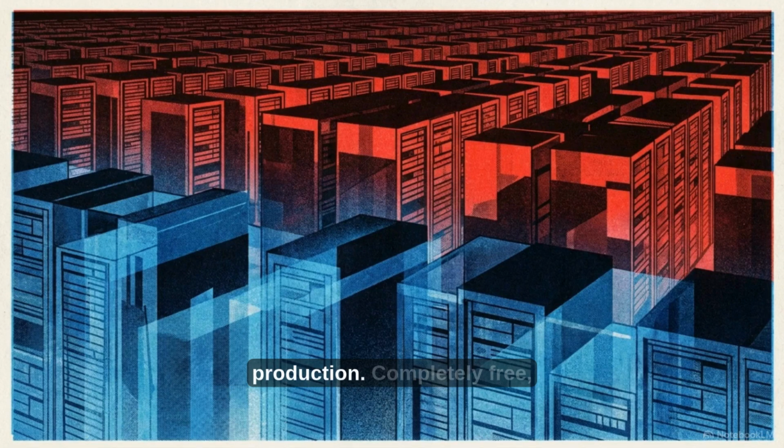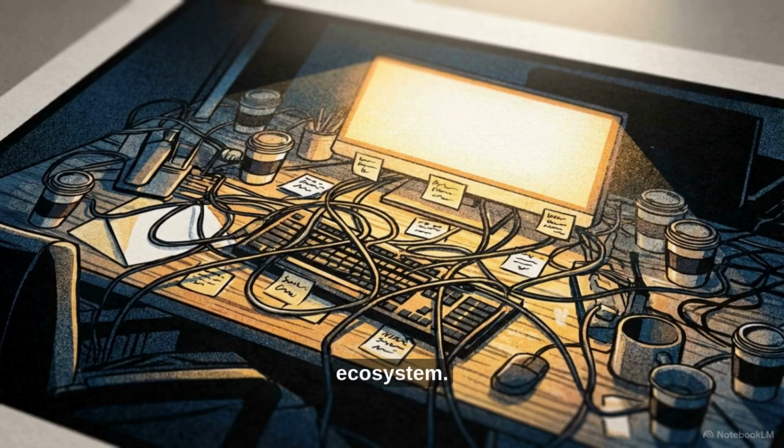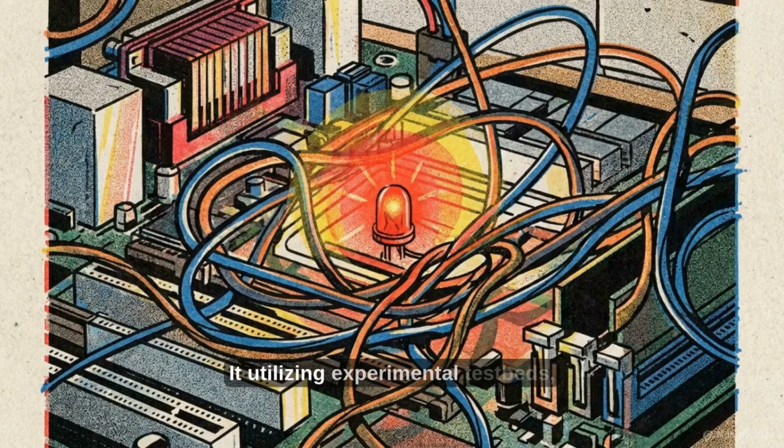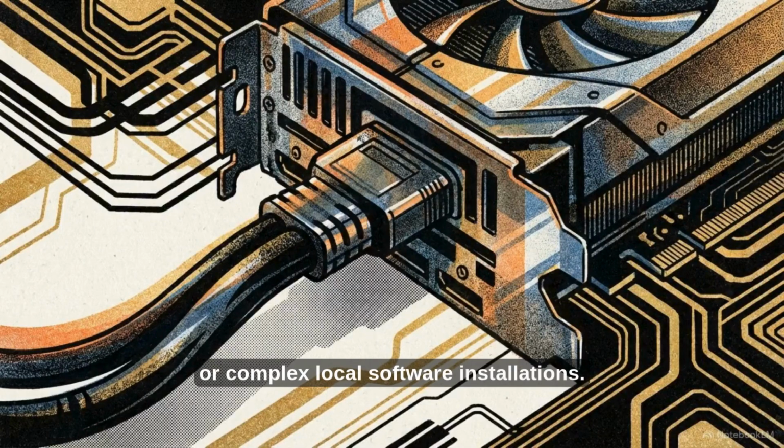in automated video production. Completely free, professional AI generation remains accessible to anyone willing to trade operational friction for access in this ecosystem. Friction involves utilizing experimental test beds, managing temporary email accounts, or complex local software installations.